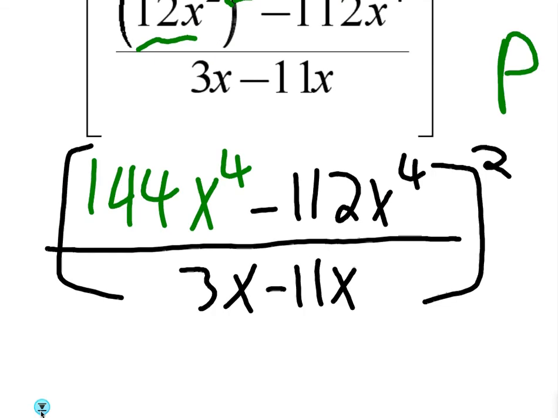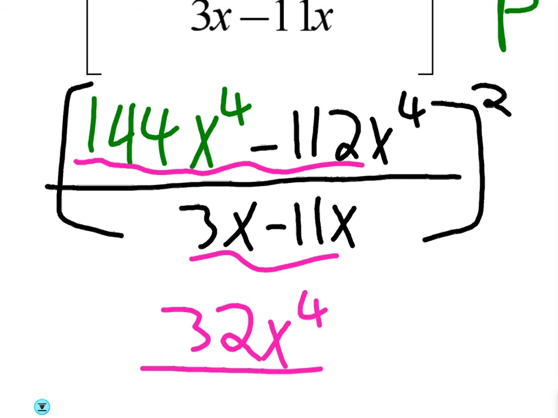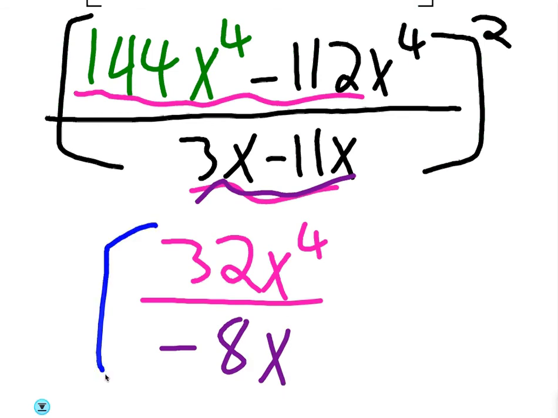Okay, so we're still within those brackets now. So we're going to do what's inside the brackets first before we square it. Okay? So what can we do? Yeah, within the brackets we can actually subtract the top and bottom. So what's 144 x to the 4th minus 112 x to the 4th? 32 x to the 4th. And what will the bottom become? Negative 8x. Okay? And then we still have the squared.